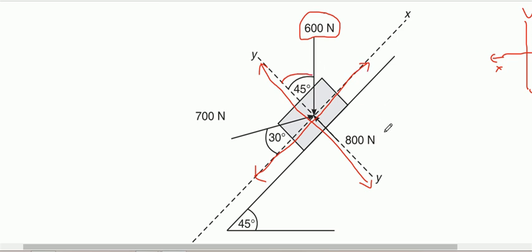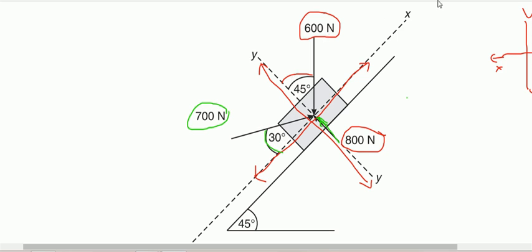And 800 is which type of force? Vertical force, which is acting in this direction. I will write in a different color. So 800 is acting vertically upward as per the given coordinate system. And 700 is inclined with respect to which axis? X axis.